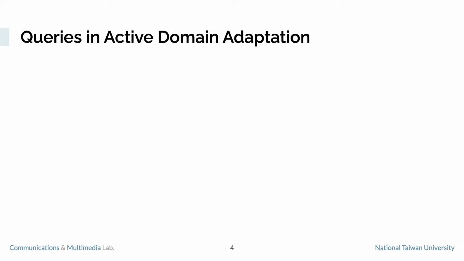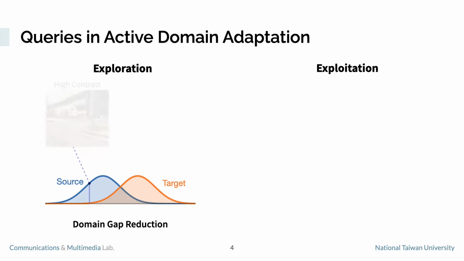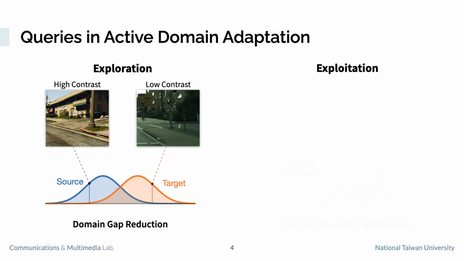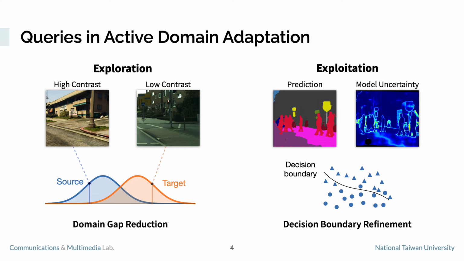In the ADA scenario, queries from both exploration and exploitation are important. The exploration method reduces the domain gap by selecting diverse data in the target domain, while the exploitation method selects data with high model uncertainty to fine-tune the decision boundary.